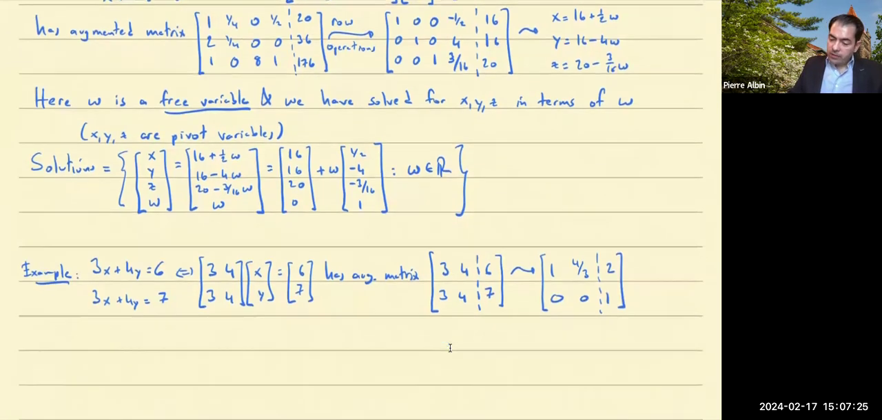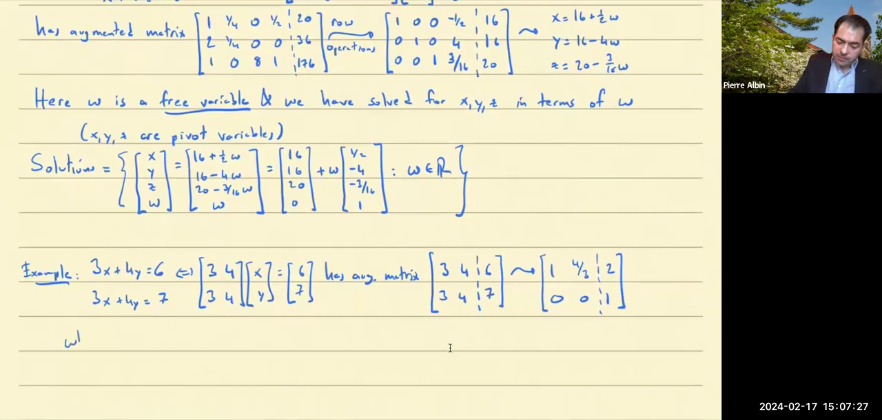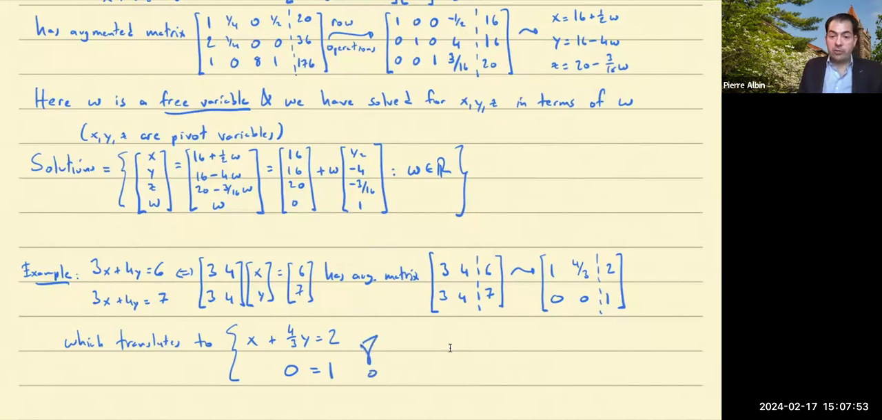Right, and now if you translate this back to equations, we have two equations. The first row translates to x plus 4/3 y equals 2, and the second equation translates to 0 equals 1. Well, 0 equals 1 is an obvious contradiction, right? So that contradiction shows you that your original system didn't have any solutions.